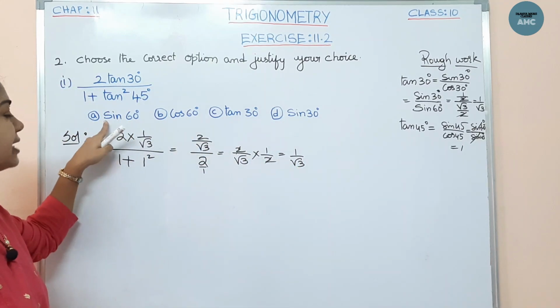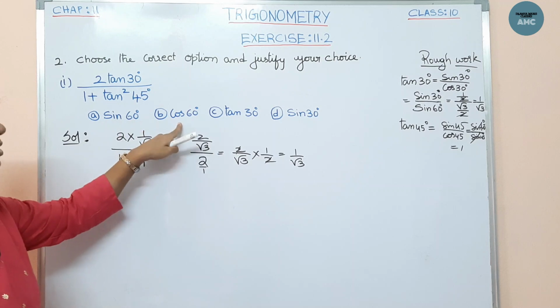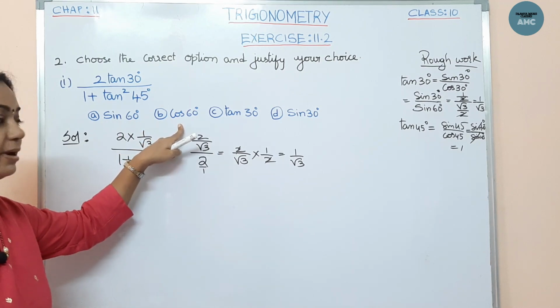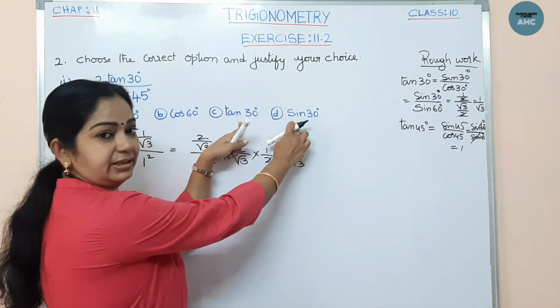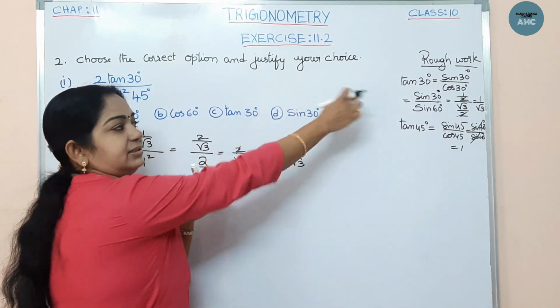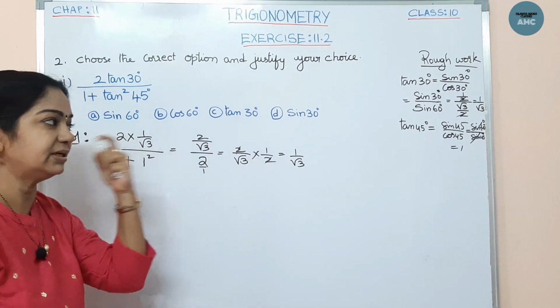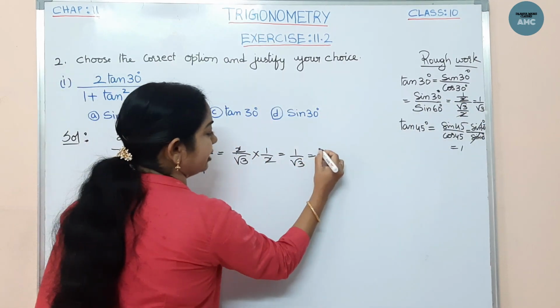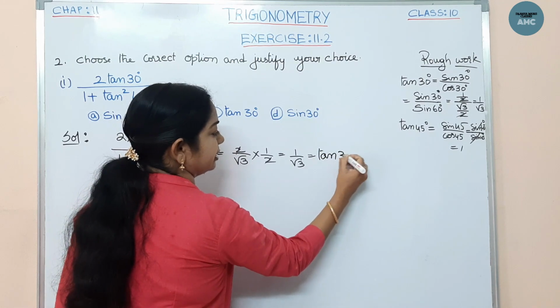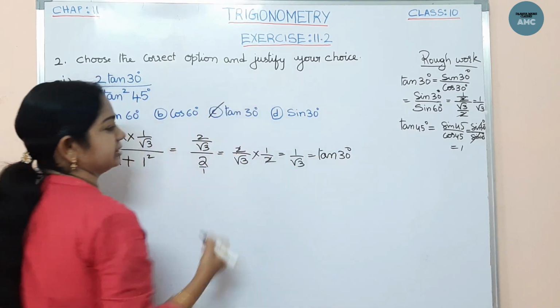Here clearly sine 60 is root 3 by 2. Cos 60 is sine 30, that is 1 by 2. Tan 30 we don't know here, and sine 30 is 1 by 2. Tan 30 we know from the rough part. See here, tan 30 is 1 by root 3. So this is clearly tan 30, option C. Okay. So the option C.